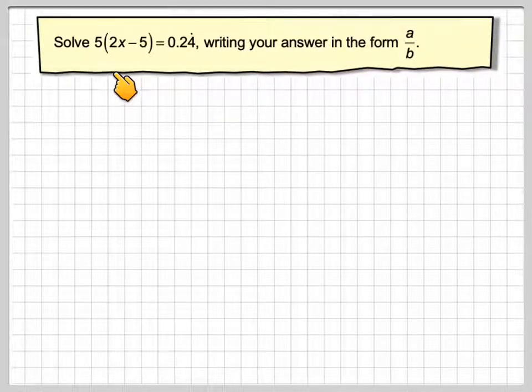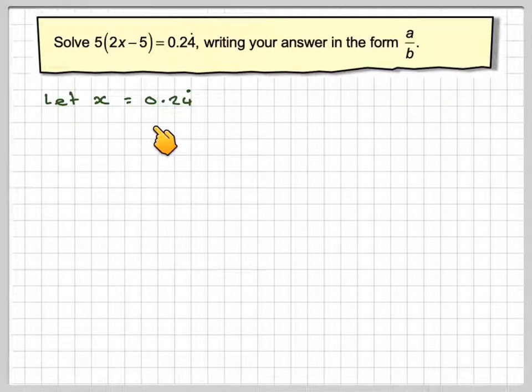Solve 5(2x - 5) = 2.4 recurring. Write your answer in the form a over b. So the first step, because we're going to want our final answer as a fraction, is to change that 0.24 recurring into a fraction.